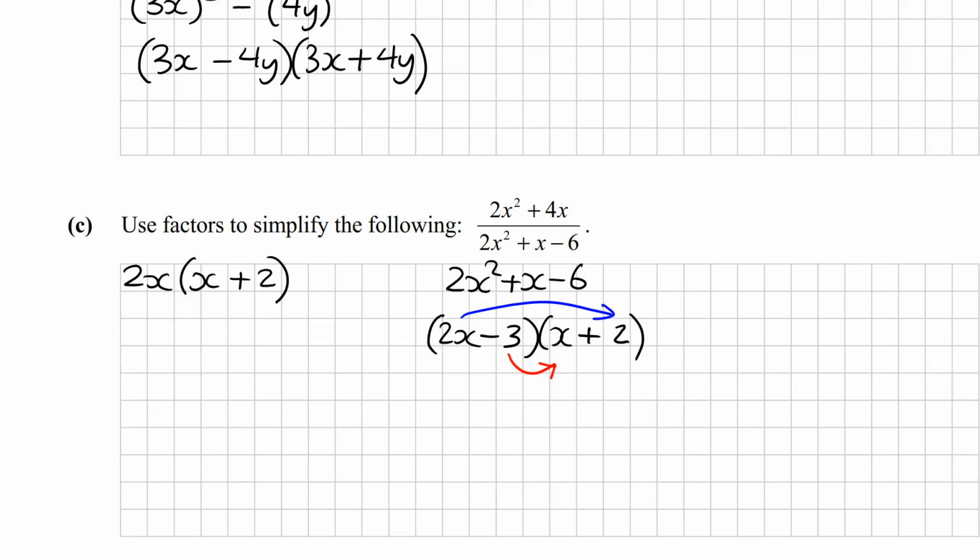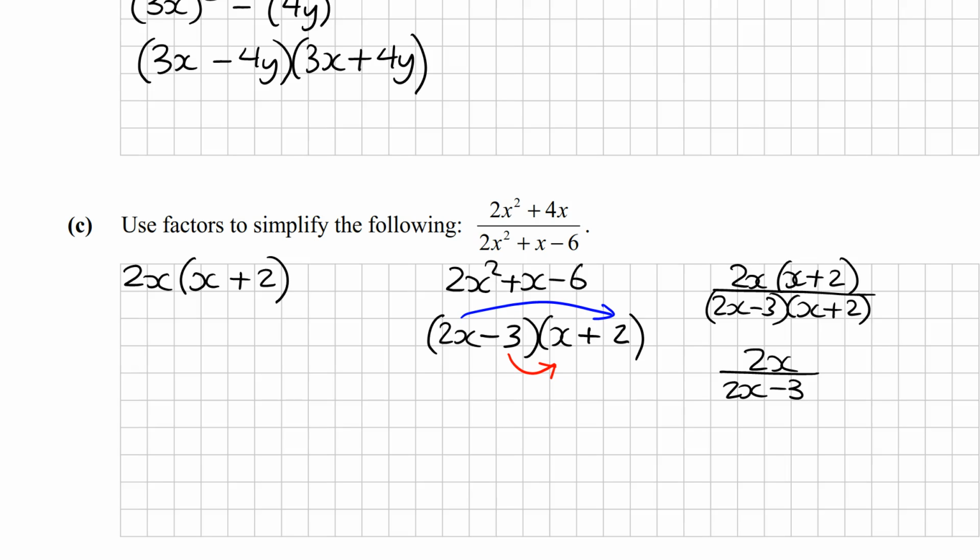Okay, so now I'll try and answer the question that I was actually asked. So the top is 2x over x plus 2. The bottom is 2x minus 3 over x plus 2. So what have they got in common? They have x plus 2 and x plus 2 in common, leaving 2x over 2x minus 3. Okay, are we very happy with that?